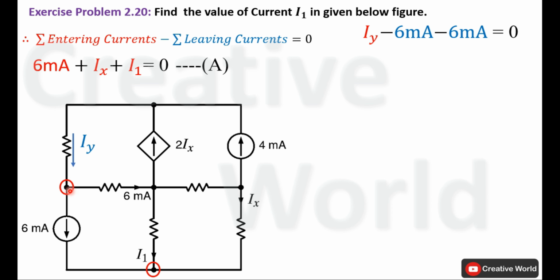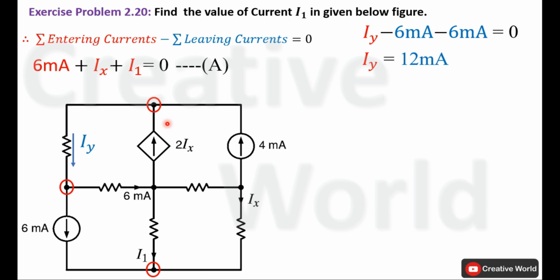On this node, one current is entering, that is Iy, while two currents are leaving, both of 6 milliampere, and both currents will be taken with a minus sign. From this equation we can calculate the value of current Iy by simply adding these currents together and placing them on the other side of the equal sign. So the value of Iy will become 12 milliampere. Now we will apply Kirchhoff's current law on this node.